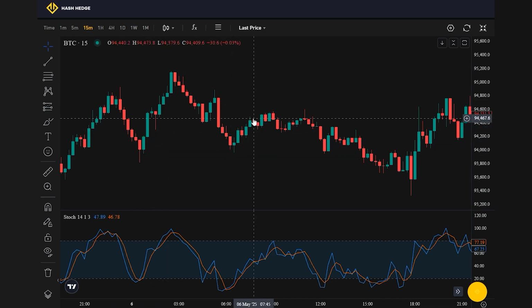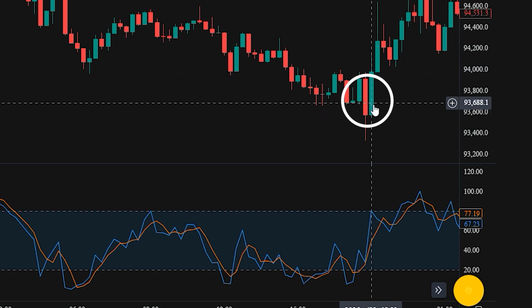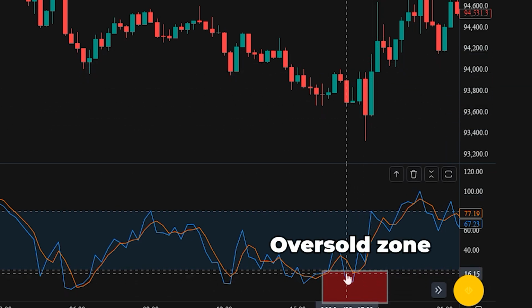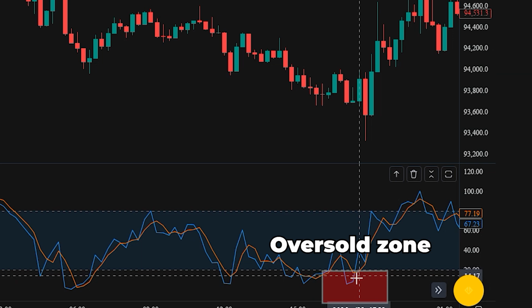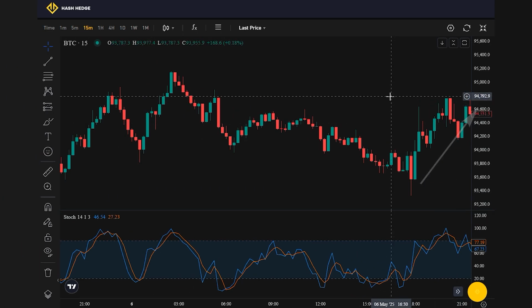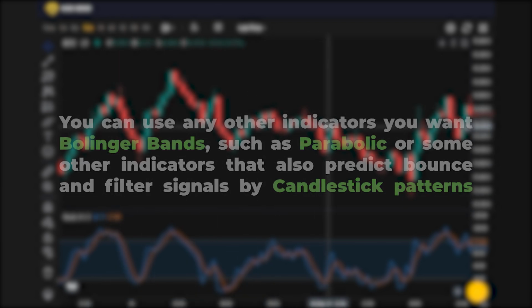Next, where did we have more absorption patterns? Let's double check them. Let's say this is the absorption model we were talking about. Here we have, again, a red candle and a green candle. The stochastic was also in the oversold zone and it enters the blue zone. This is also a signal for an uptrade. You can use any other indicators you want: Bollinger Bands, parabolic, or some other indicators that also predict a bounce and filter signals by candlestick patterns.